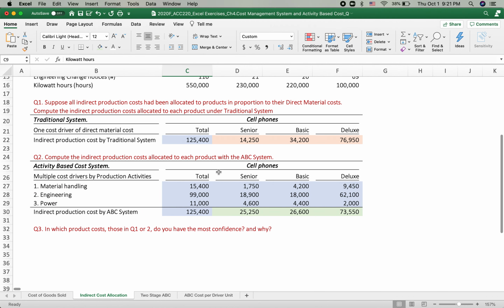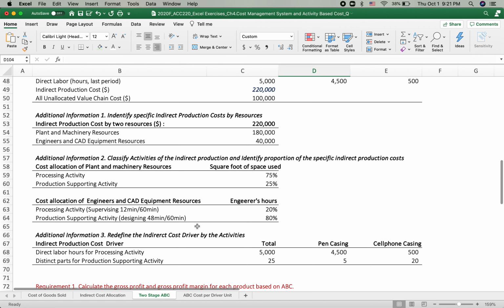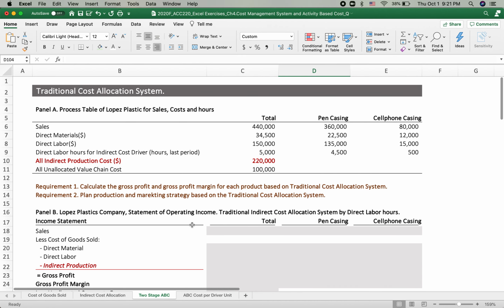Okay, yeah, that's it. Then we'll see the next exercise for the two-stage ABC system.